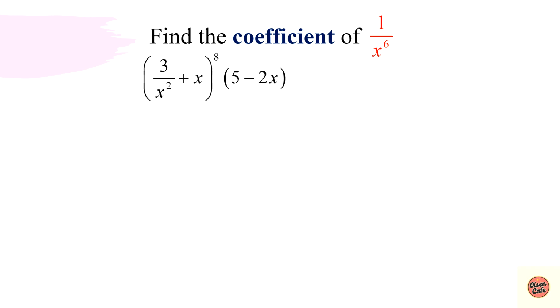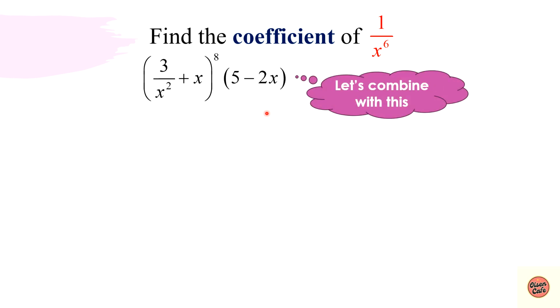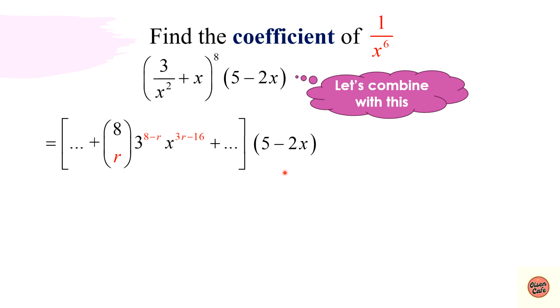We have found the general term on the left, so let's combine this with the term on the right. So let me write it down. So this is the general term, putting together with the term on the right, which is 5 minus 2x. What we want to focus on now is only these two terms, because we want to find the coefficient of 1 over x to the power of 6, isn't it? So we just want to focus on this.